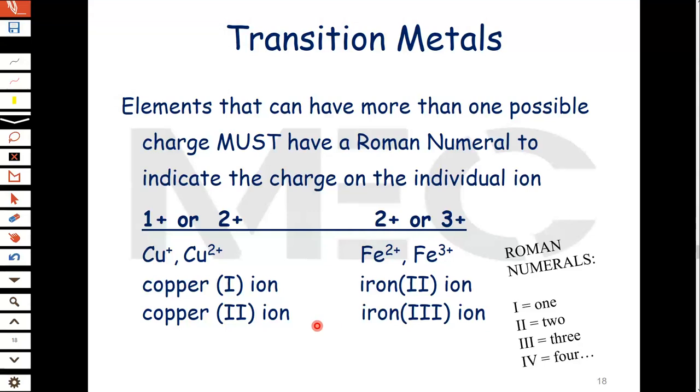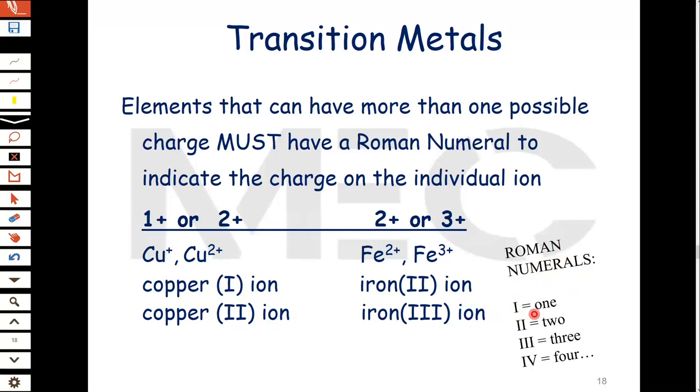Transition metals, elements that can have more than one possible charge, must have a Roman numeral to indicate the charge of the individual ion. So we know that some elements in transition metals will form more than one ion or have more than one charge. For example, we have copper 1 ion and copper 2 ion. So to show which one is meant, Roman numerals are used.